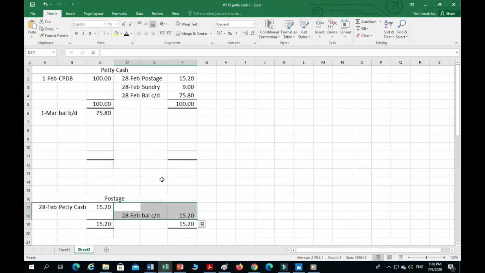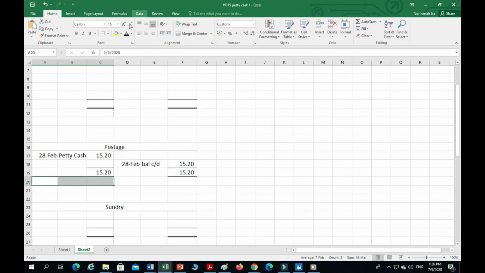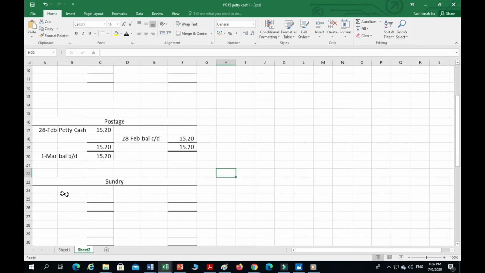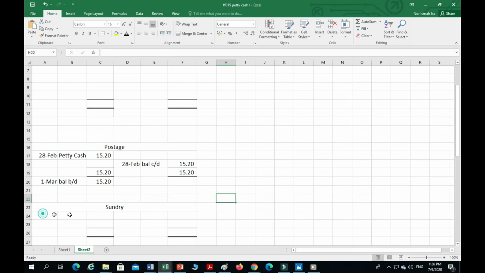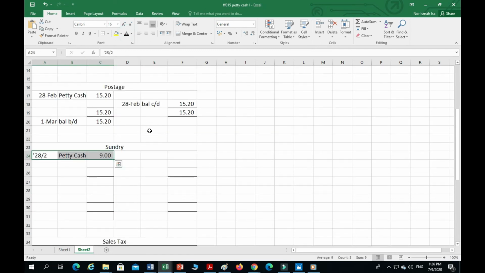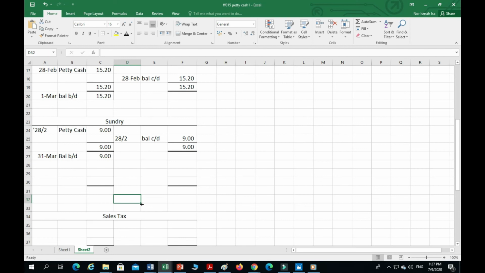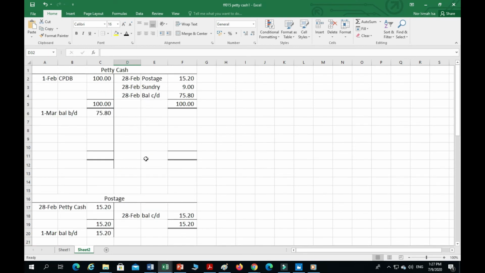So the balance for this one is 15, 20. And also for sundry account, we post petty cash. So the total amount is 9. So the balance should be 9 also. So the balance carried down, brought forward is 9. So we finish the posting for February.